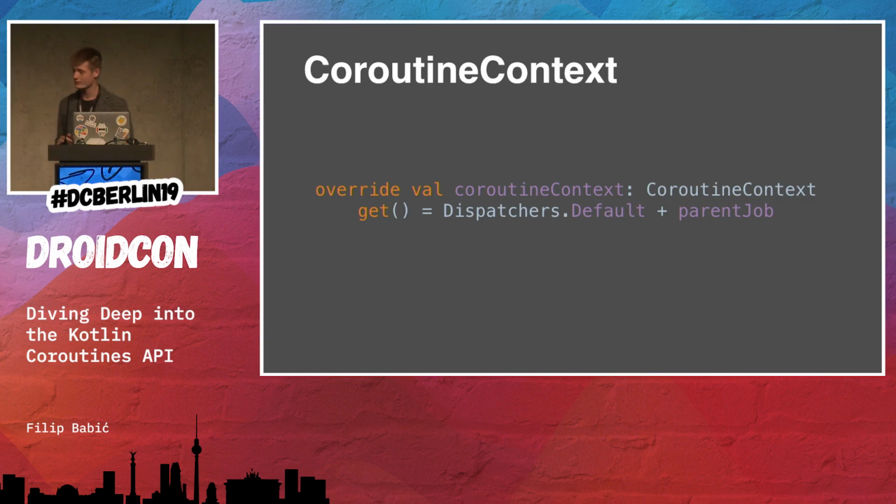So when you look at this piece of code, we use the dispatcher's default threading component and the parent job lifecycle component. This means that every single coroutine which gets started within our presenter will use the background thread as its basis for running the operations, and the parent job for its life cycle. So if something goes wrong, everything gets cleaned up.